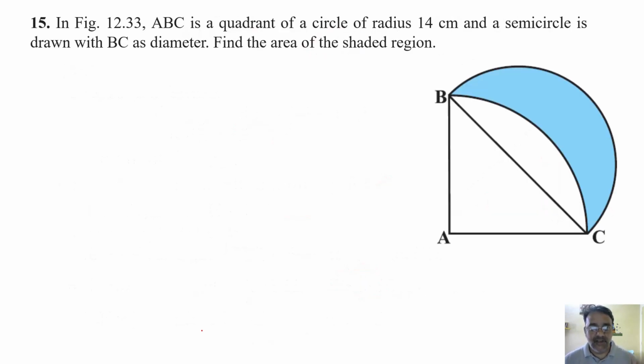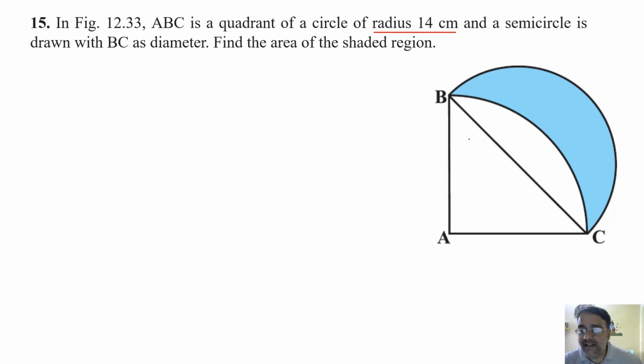No, sir. Okay. So now we are moving towards one of the most important questions of this exercise, the 15th question. In figure 12.33, ABC is a quadrant of a circle of radius 14 centimeter and a semicircle is drawn with BC as diameter. Find the area of the shaded region. So this is a very good question, a very important question. Many times it has come in exams.